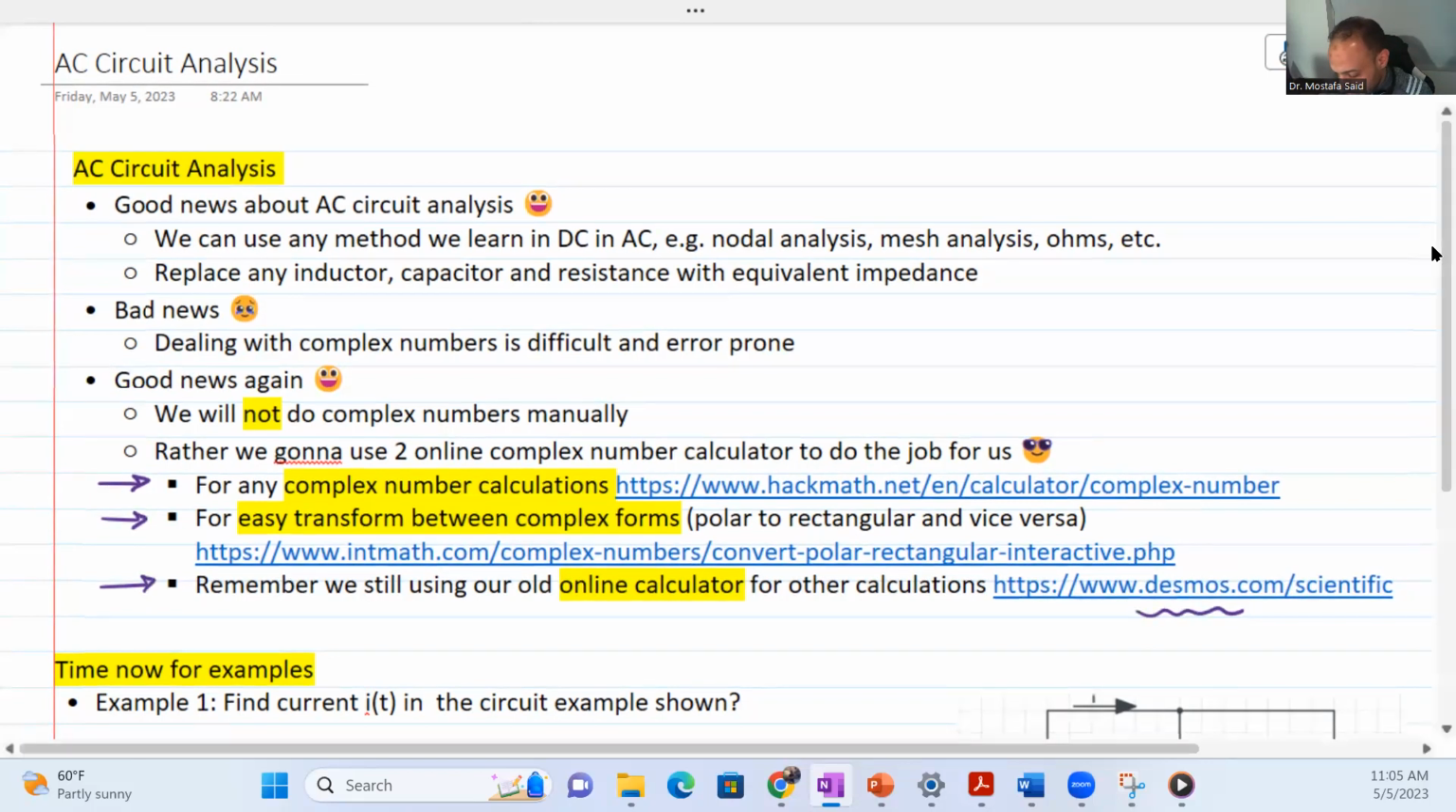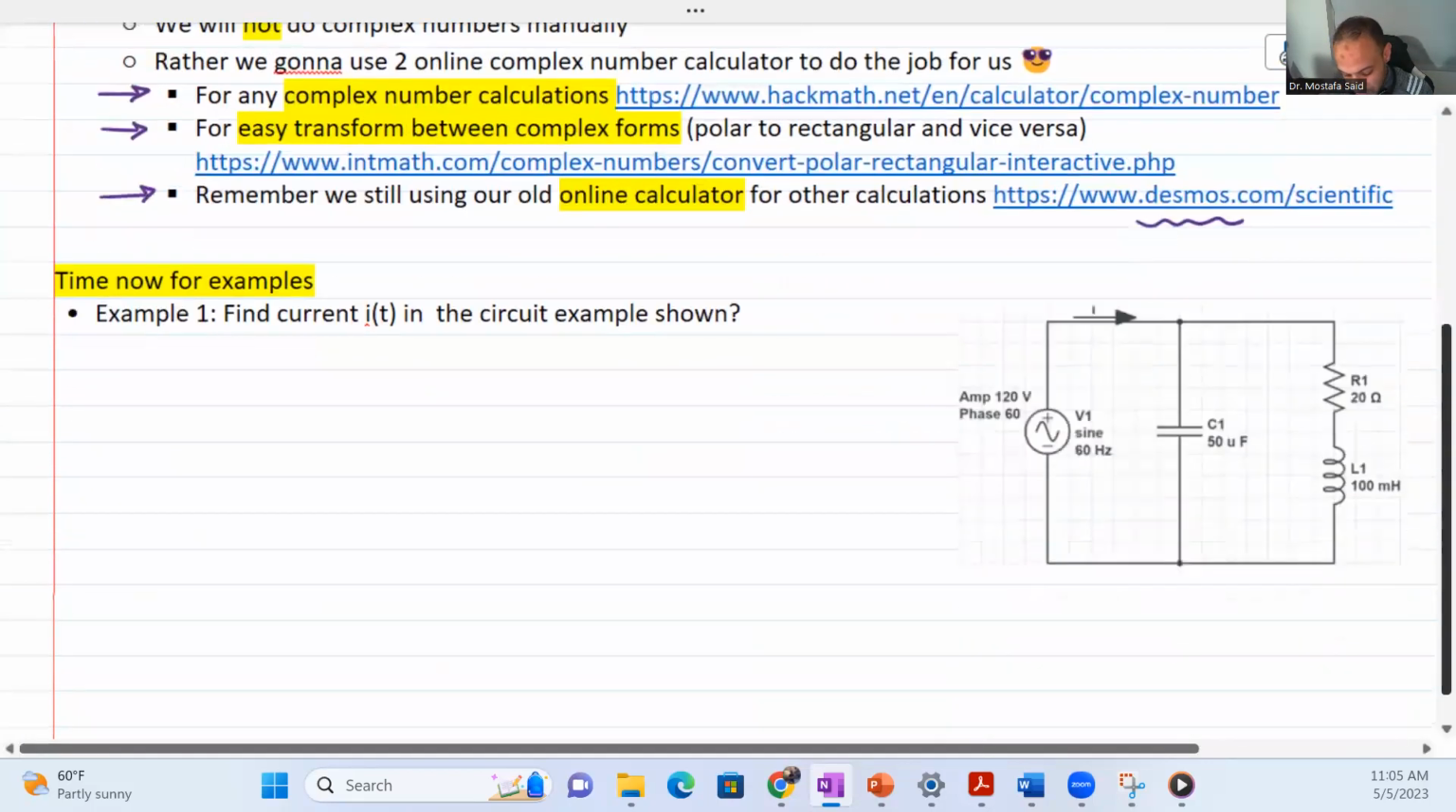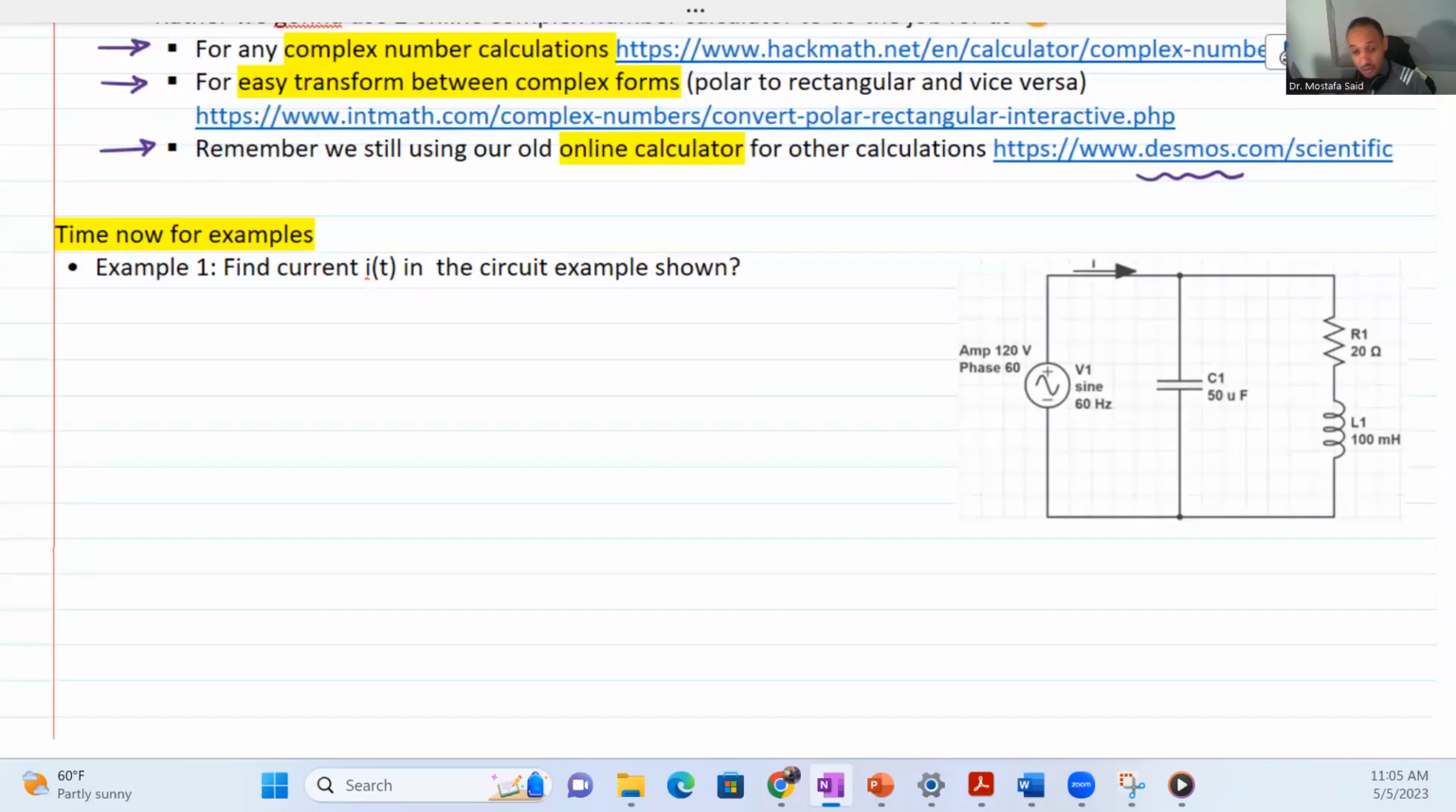Let's go now and solve one example. In this example, a very simple circuit, we want to find the current i flowing in that branch. And remember, we are dealing with AC, so we will not use capital letters. We usually use small letters. Small letters mean AC.